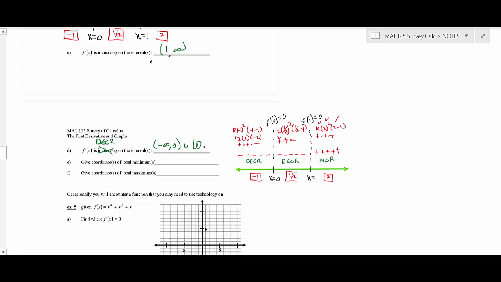Now, you may ask the question, why don't I just put them all together and go negative infinity to 1? Well, I'll tell you why. Because the derivative, f prime of 0, is 0. It's not positive, so you have to leave that 0 out of that interval, and you write it like that. So we're increasing from 1 to infinity. That's what the sign chart said. And we're decreasing in those two places.